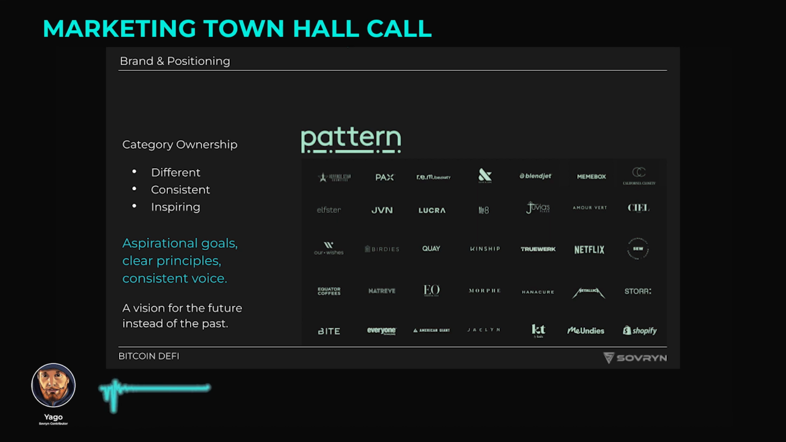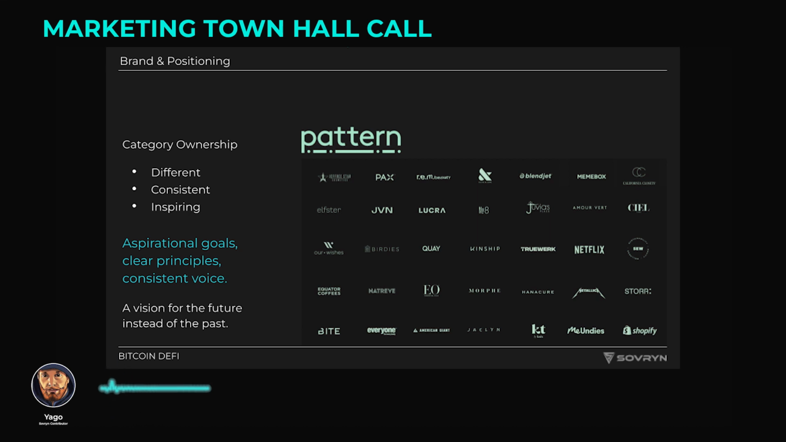We've been working with them for a few weeks now, and we expect to be able to complete our work with them for the purpose of recategorizing, rebranding Sovryn so that it can have that kind of category ownership by the beginning of June.